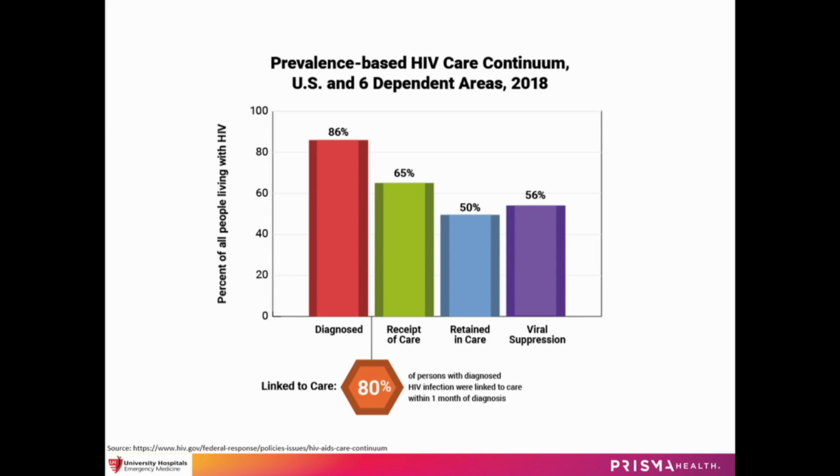This is the care continuum from a few years ago in the U.S. You can see here we still have a ways to go. 14% of those living with HIV are undiagnosed. That's the left side bar.